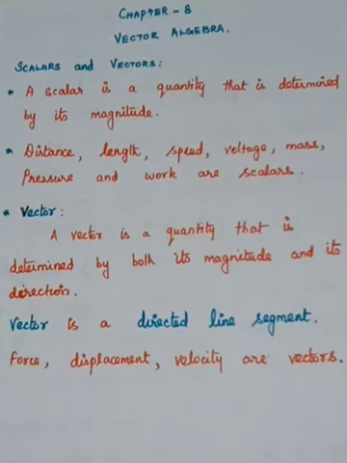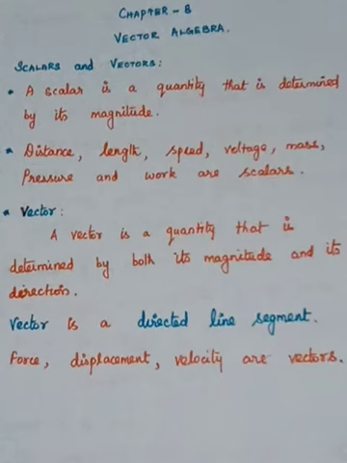So first I'll start with scalars and vectors. What is a scalar? A scalar is a quantity that is determined by its magnitude. For example, distance, length, speed, mass, pressure and work. They are nothing but scalars. It has only magnitude. So for the length of a line segment, we'll write 5 centimeter, 2 centimeter, 7 centimeter, like that. So it is determined by its magnitude.